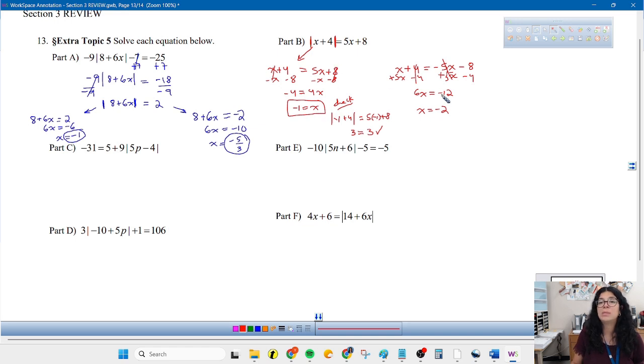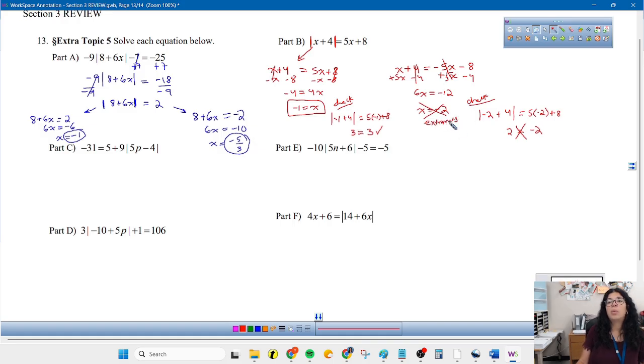And just because negative 1 is a solution doesn't mean that negative 2 is a solution. So we need to check negative 2 as well. So I'm going to plug it into the equation. Is the absolute value of negative 2 plus 4 equal to 5 times negative 2 plus 8? On the left, negative 2 plus 4 will be 2. The absolute value of 2 is 2. And then on the right, 5 times negative 2 would be negative 10. Negative 10 plus 8 would be negative 2. So is negative 2 equal to a positive 2? No. So this solution is an extraneous solution. We would remove that solution. So there's only one solution on part B. x is negative 1.